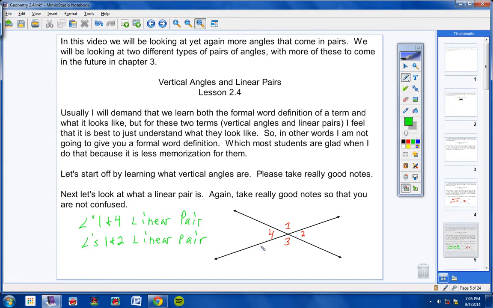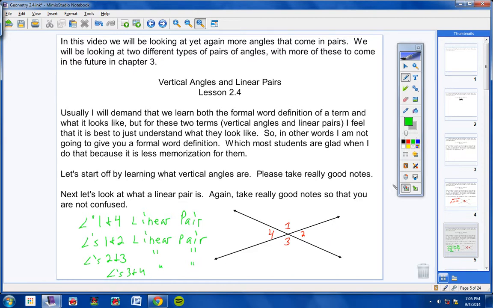Look at angles 2 and 3. Here's a line here, and then this line coming off. So angles 2 and 3 are a linear pair. Angles 2 and 3, I'm going to use ditto marks, are a linear pair. And then here's a straight line here with a line coming off right here. Angles 3 and 4 would be a linear pair. All right, so angles 3 and 4 are a linear pair.